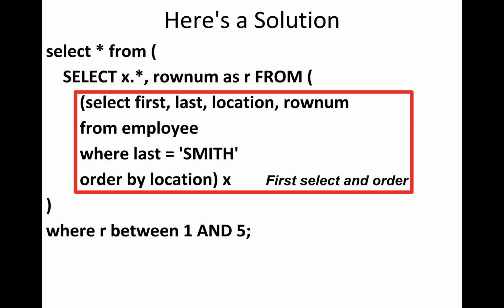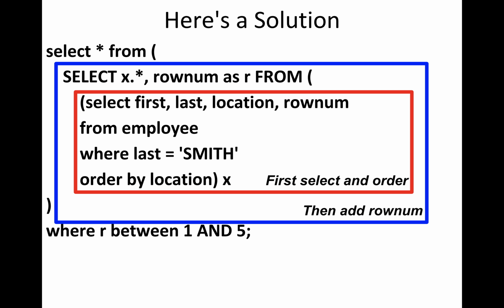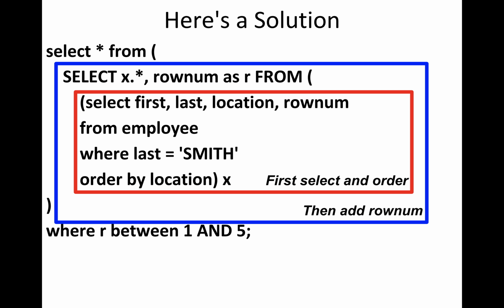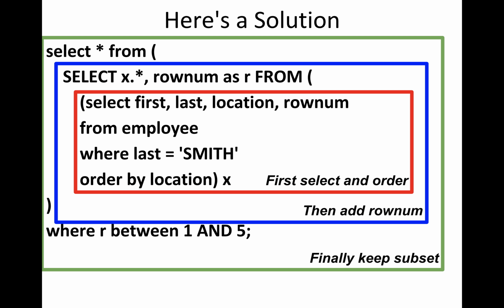It's unfortunate that we have to go through so many hoops to recoup the original intent of ROWNUM. So here, first we select the order, which feeds into an outer query that then adds the ROWNUM numeral, and then finally retrieves the subset based on ROWNUM between 1 and 5.